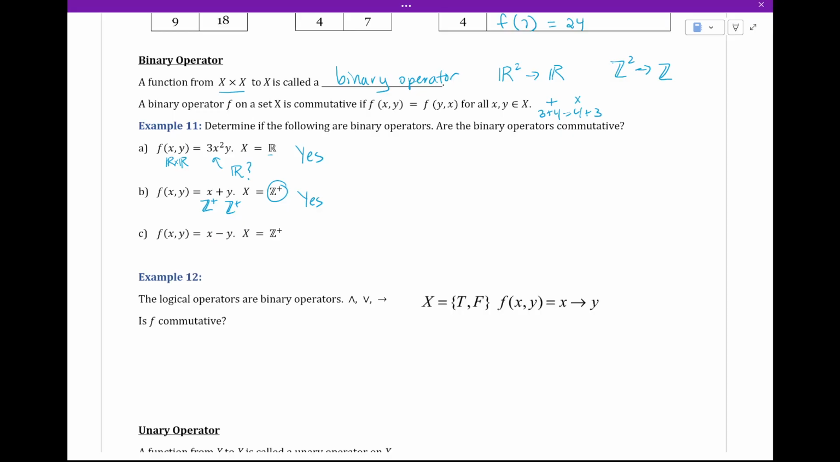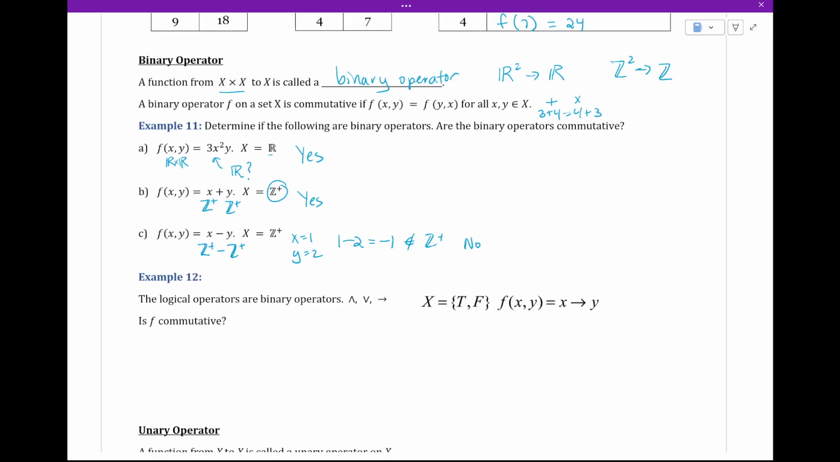How about x minus y? If you take a positive integer and subtract a positive integer, will you get a positive integer? Sometimes, but not always. Let's let x be 1 and y be 2. Then 1 minus 2 is -1, which is not a positive integer. So this one is not a binary operator, but the other two were.